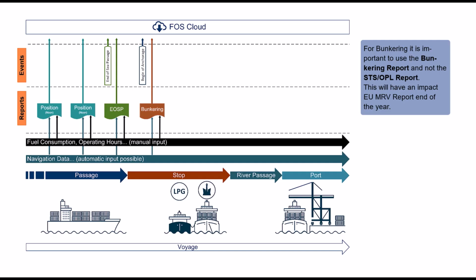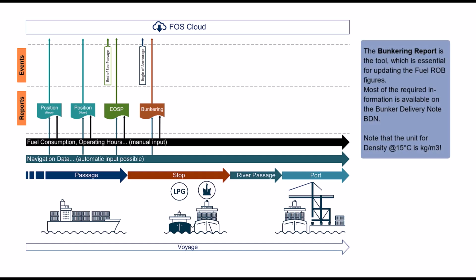This will have an impact on the EU MRV report at the end of the year. The bunkering report is the tool which is essential for updating the fuel ROB figures. Most of the required information is available on the Bunker Delivery Note, BDN. Note that the unit for density at 15 degrees Celsius is kilogram per cubic meter.